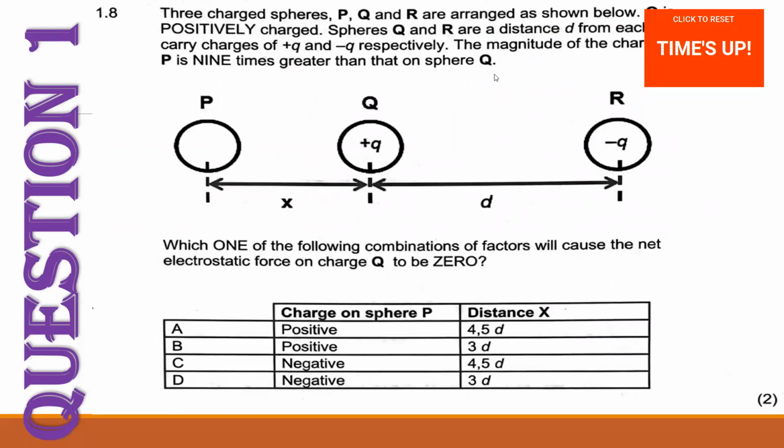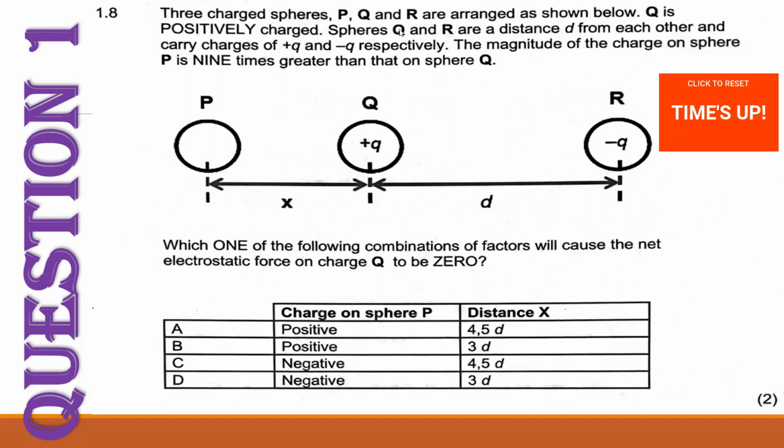1.8. This one is an electrostatic question. Let's check what they ask, and then we can give you 30 seconds. First of all, there are 3 charged objects: P, Q, and R. On the system we see that Q is positively charged, plus Q.